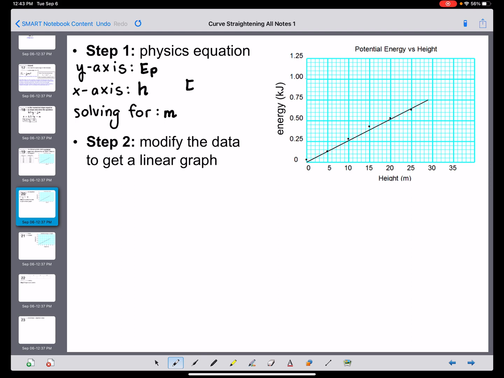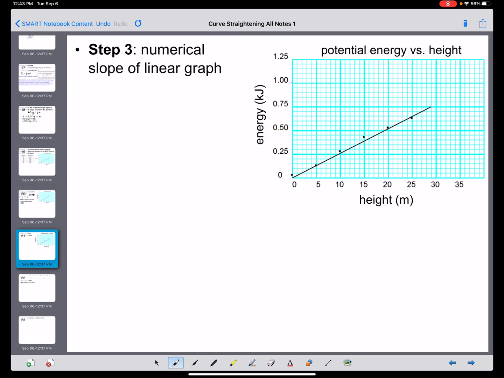If you remember back to Physics 20, the formula that has these three things in it is EP equals mgh. The formula is allowed to have more than these three variables, but it has to have at least those three, which it does. Now, step 2 is to modify the data to get a linear graph, but our graph is already a straight line, so we're going to skip step 2.